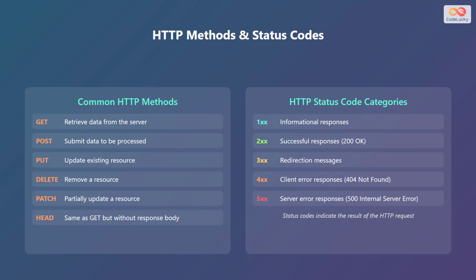The HTTP status code categories are 1XX, which are informational responses, 2XX, which are successful responses such as 200 OK, 3XX, which are redirection messages, 4XX, which are client error responses such as 404 not found, and 5XX, which are server error responses such as 500 internal server error. Status codes indicate the result of the HTTP request.